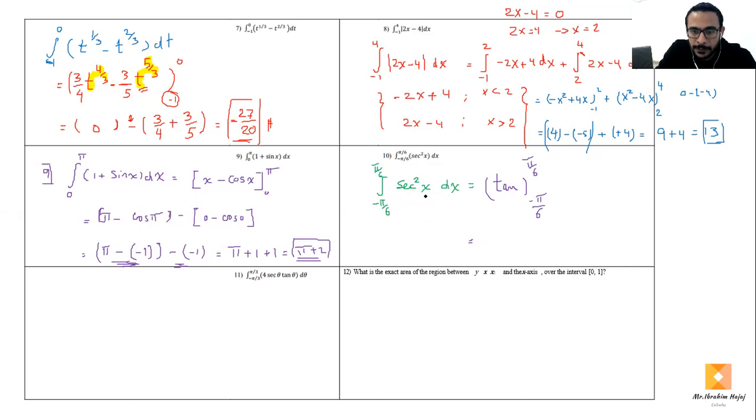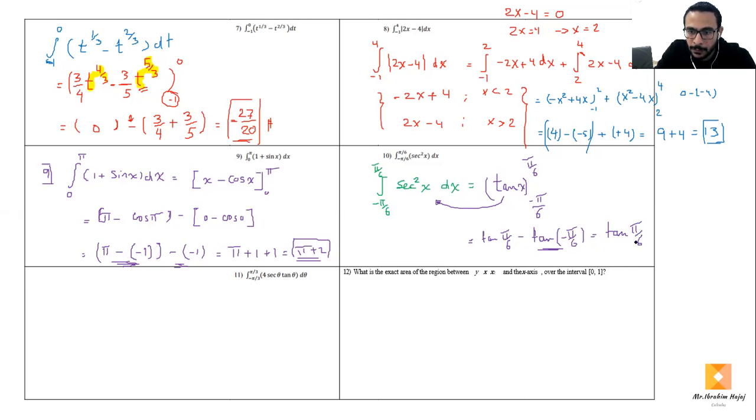Again, the derivative of tan is secant squared. That's why the antiderivative, the integral of secant squared x, is tan x. And then we evaluate first tan pi over 6 minus tan negative pi over 6. Tan is an odd function, so we can write the answer as tan pi over 6 because it's an odd function.